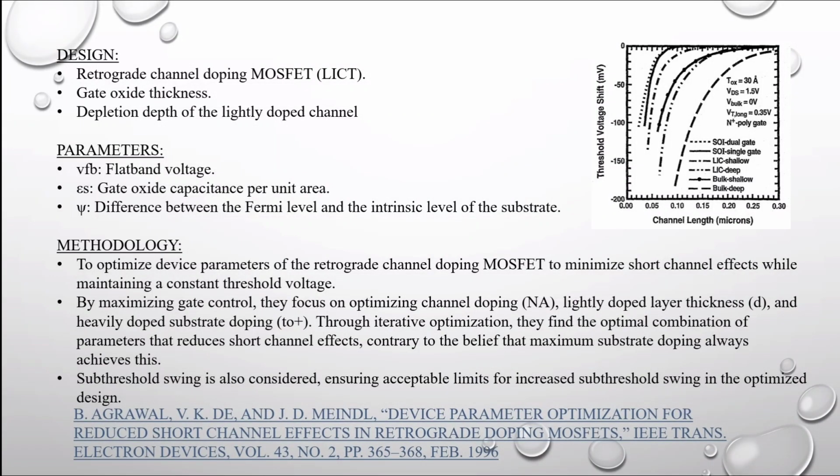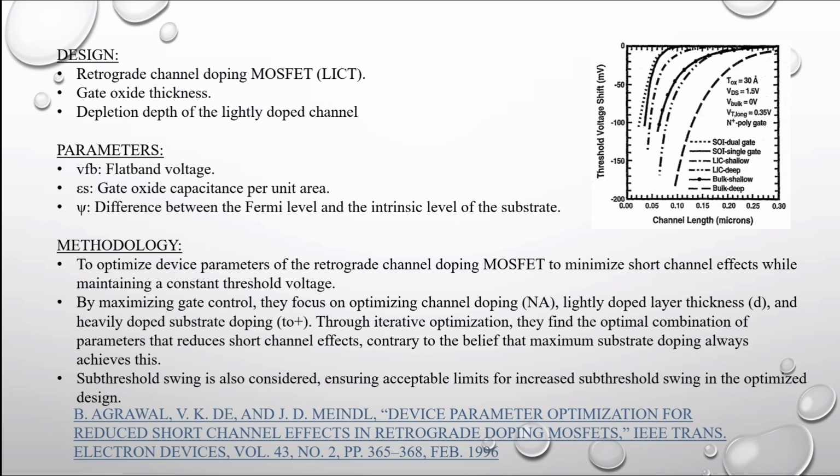The design of this study involves a retrograde channel doping MOSFET with a special focus on optimizing the device parameters to minimize the short channel effects while maintaining a constant threshold voltage. The main parameters under consideration are the channel doping, the thickness of the lightly doped layer, and the heavily doped substrate doping. Additionally, the gate oxide thickness and the flat band voltage are the important parameters in this optimization process.